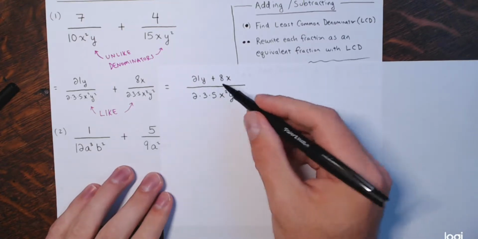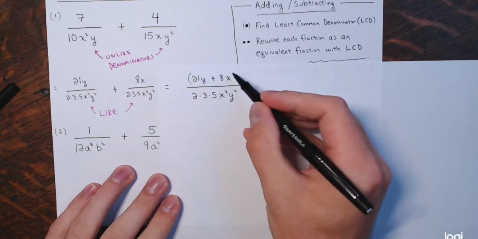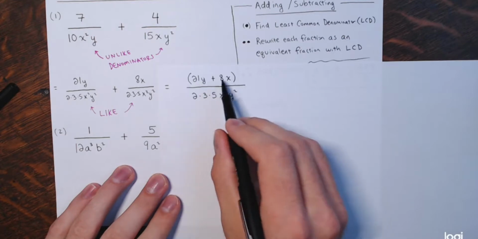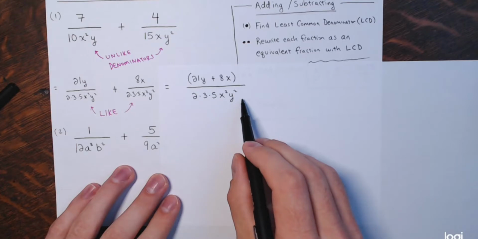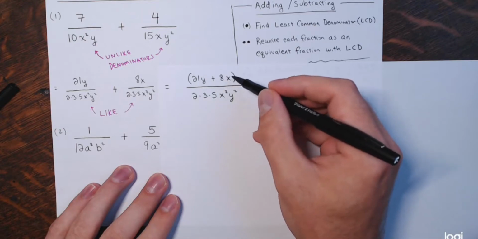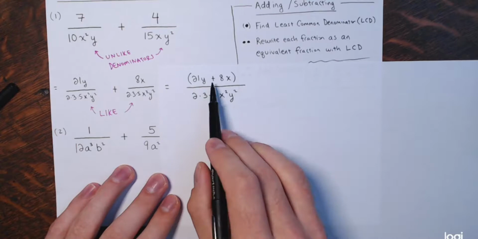But these have no common factors. The only factor up here is 21y plus 8x. There's nothing else to break apart. And I'm not seeing a factor of 21y plus 8x down here. And be careful, don't do bad canceling. A lot of people will cancel, there's an x here and an x here, I'll cancel one of those. And there's a y here and a y there.